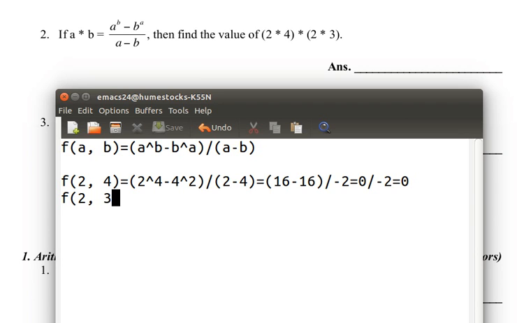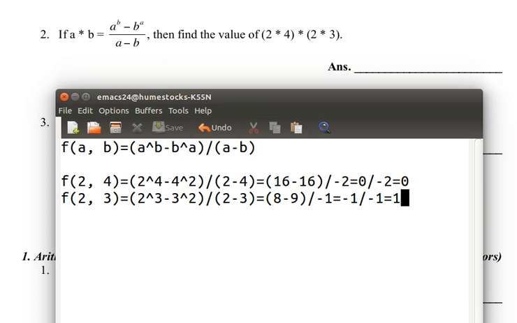Now we need to figure out f of 2, 3, because that's also in parentheses. So now, instead of B being 4, it's 3. So 2 to the 3 minus 3 to the 2 over 2 minus 3. 2 to the 3 is 2 times 2 times 2, which is 8. 3 to the 2 is 3 times 3, which is 9. And 2 minus 3 is just negative 1. 8 minus 9 is negative 1, divided by negative 1. Negative 1 divided by negative 1 is 1.